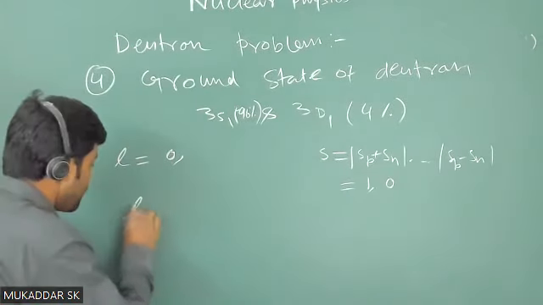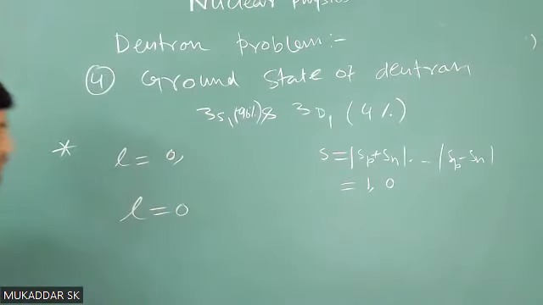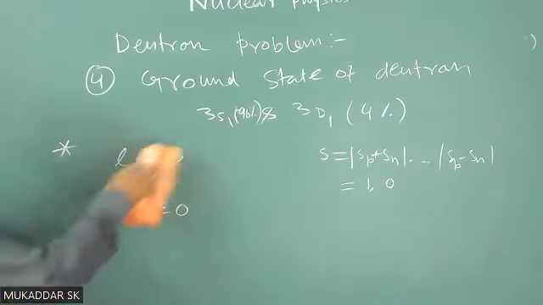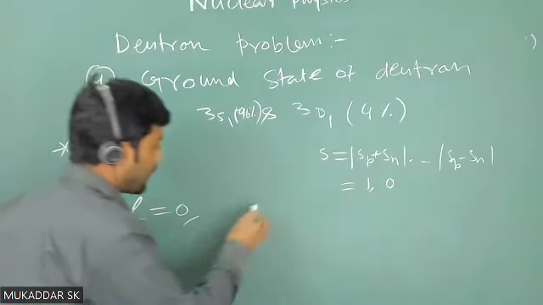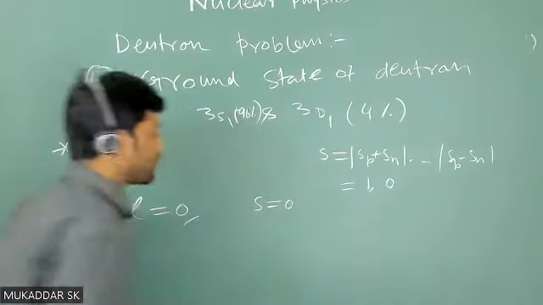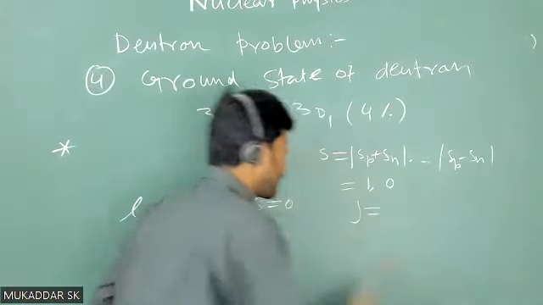So I'll take different possible value of L and S. So first of all, when L is 0, that is the minimum possible value, and corresponding S I'll take 0, and that will give J कितना provide करेगा यहाँ पे?